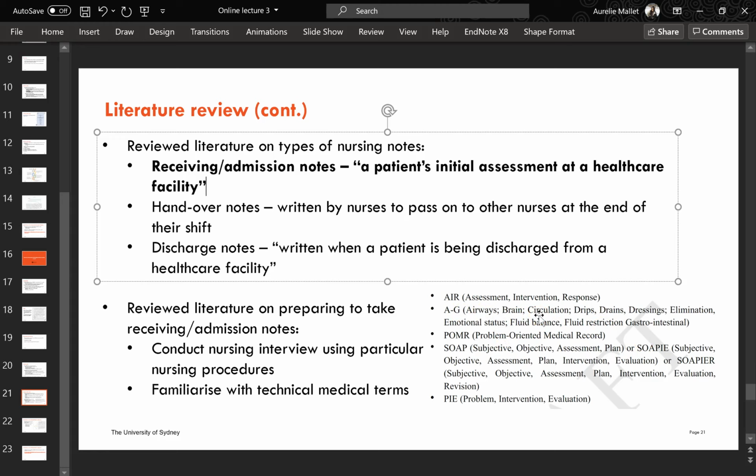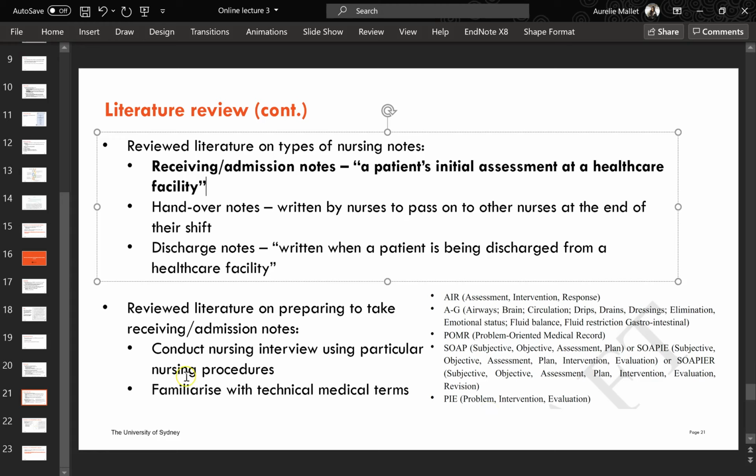In this particular case, in this workbook, because they were working with the Aga Khan University, and because the nursing notes use the A to G nursing procedure, this is what the workbook actually focused on. But essentially, nurses need to know which of these nursing procedures their institution uses, because they could use any one of these.